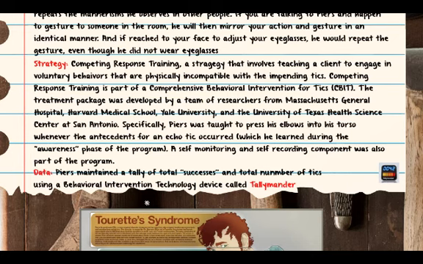And this treatment package was developed by a team of researchers from Mass General Hospital in Boston, and Harvard Medical School, Yale University, and the University of Texas Health Science Center at San Antonio. So it was a collaborative program, and it was a collaborative exercise in terms of developing a comprehensive treatment program for individuals with Tourette syndrome.